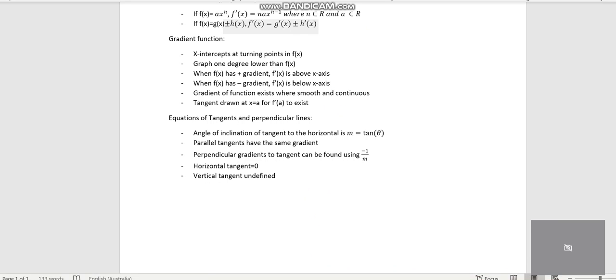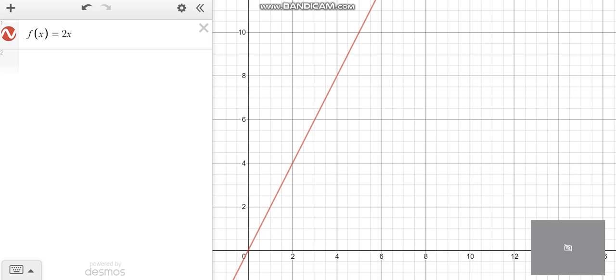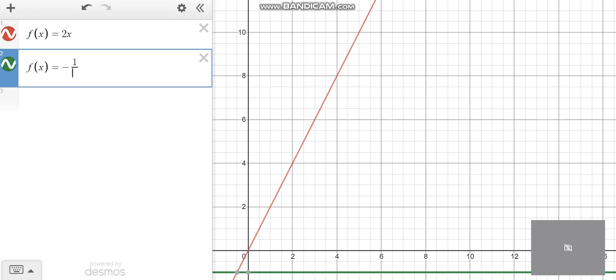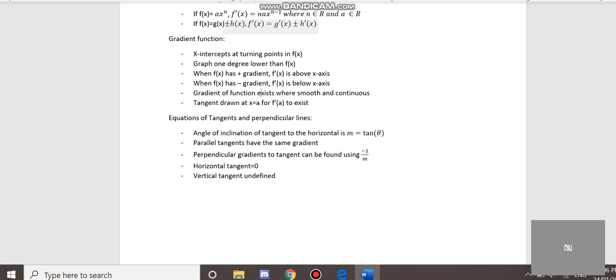Helpful note: the gradient of a perpendicular line can be found using minus 1 over m. For example, if I have f of x equals 2x and f of x equals minus 1 over 2 x, you can see that they're perpendicular to each other, where they have right angles. So it's minus 1 over m.